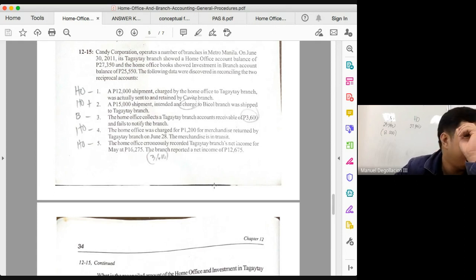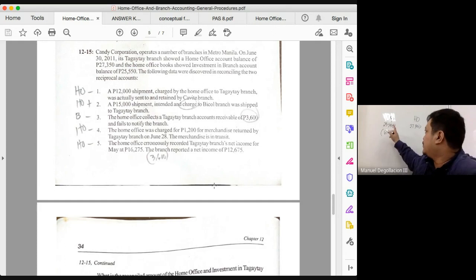Will the home office need to prepare another entry? Yes, to recognize the shipment to Nova branch. So the entry there would be debit, investment in Nova branch, and credit, shipments to Nova branch in the amount of 15,000. And what will that entry do to the investment in Nova branch account? What?